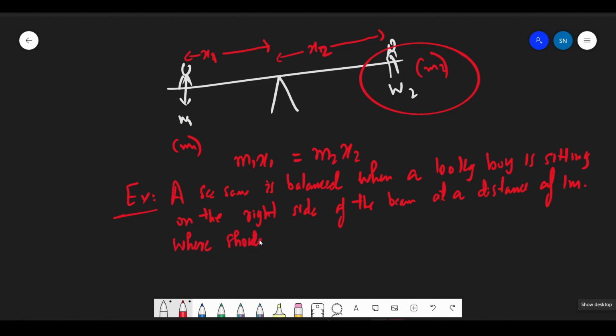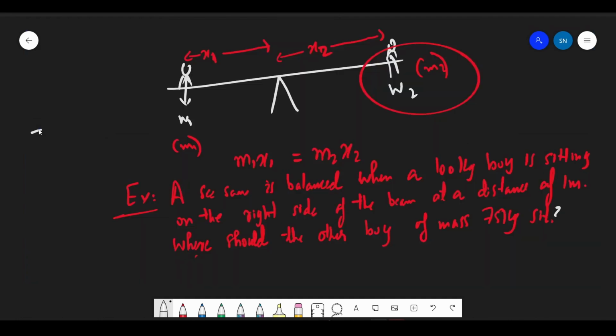And there's another boy. His weight is only 75 kg. So where should the other boy of mass 75 kg sit so that the beam is balanced? That's already given in the beginning. It's a balanced beam. So where should he sit? What do you think? He should sit closer to the pivot. No. First of all, the answer is not where he should sit. It's a number.